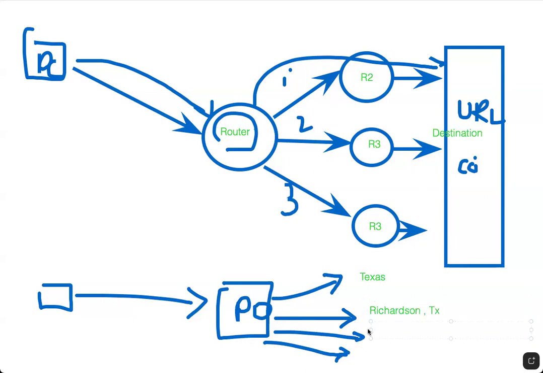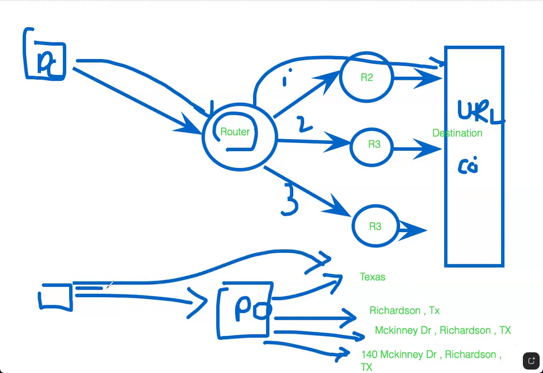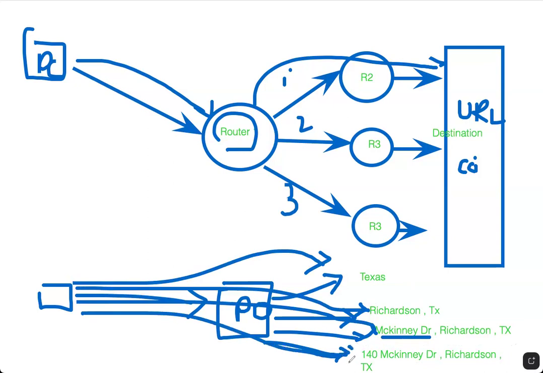The third address says McKinney Drive, Richardson, Texas. The fourth address says 140 McKinney Drive, Richardson, Texas. So there are 4 paths to the destination. One path says the address is going to Texas. The second path says it's going to this city. The third path says it's going to this street. The fourth path says this is the home address: house number, street name, city, and state. Now you tell me which one is the most valid address.